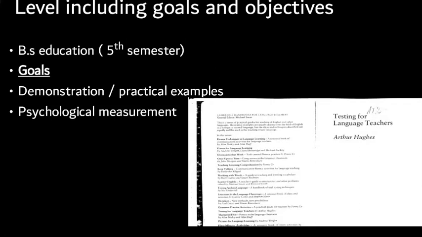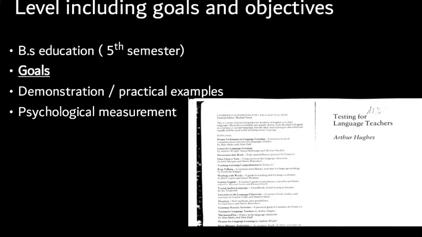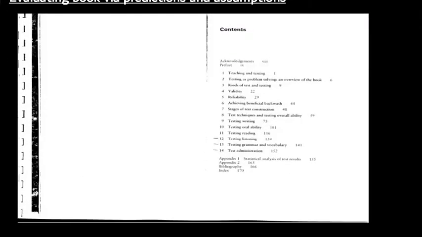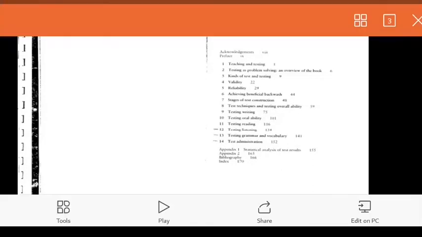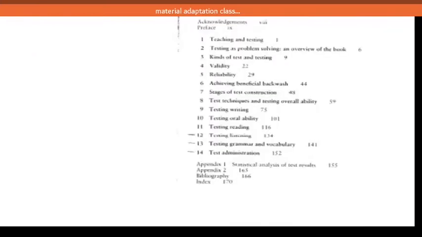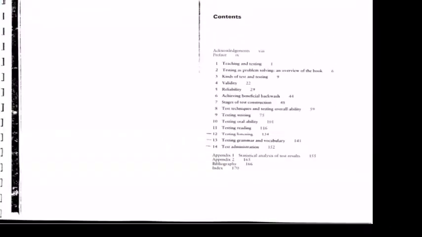So how did I perform a pre-use evaluation of a book in my classroom so that I can achieve certain goals? First of all, on top of the note, I just checked the content of the book. The content of the book was teaching testing, testing as problem solving, testing writing, testing oral ability. So this content was telling me, okay, the book is worth reading, so I should consider the book after looking at the content.